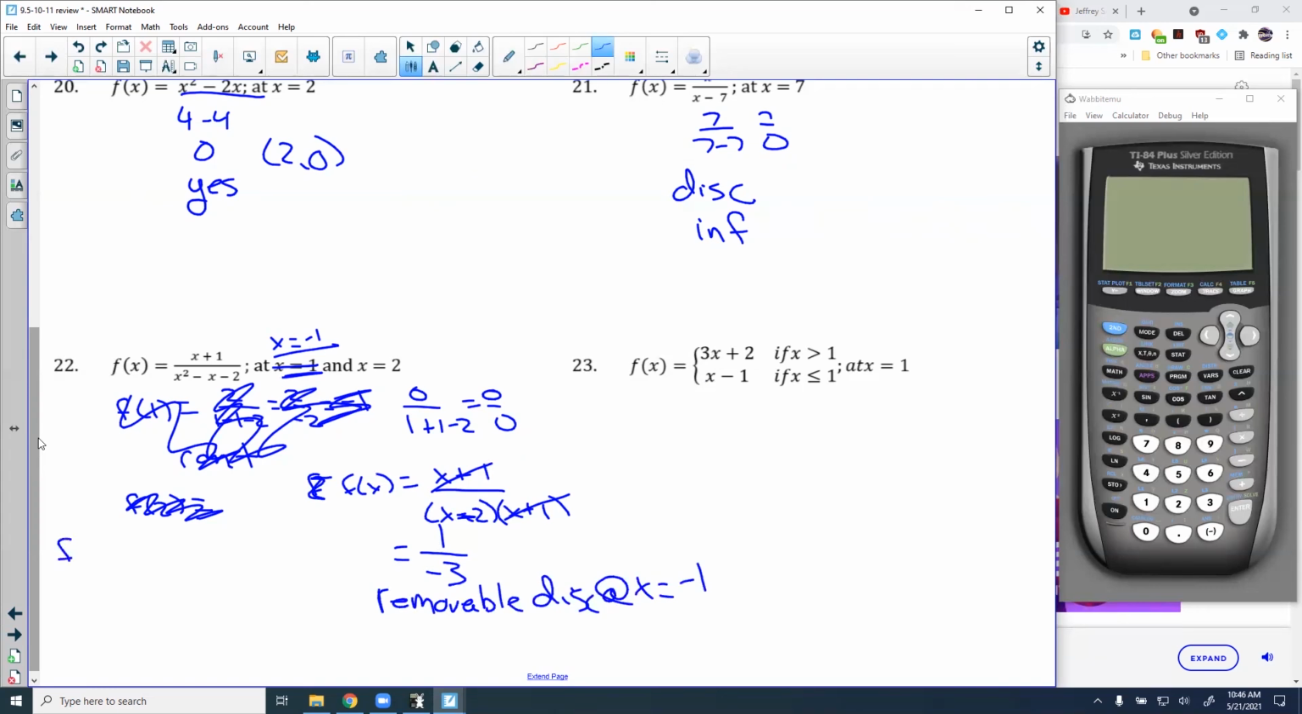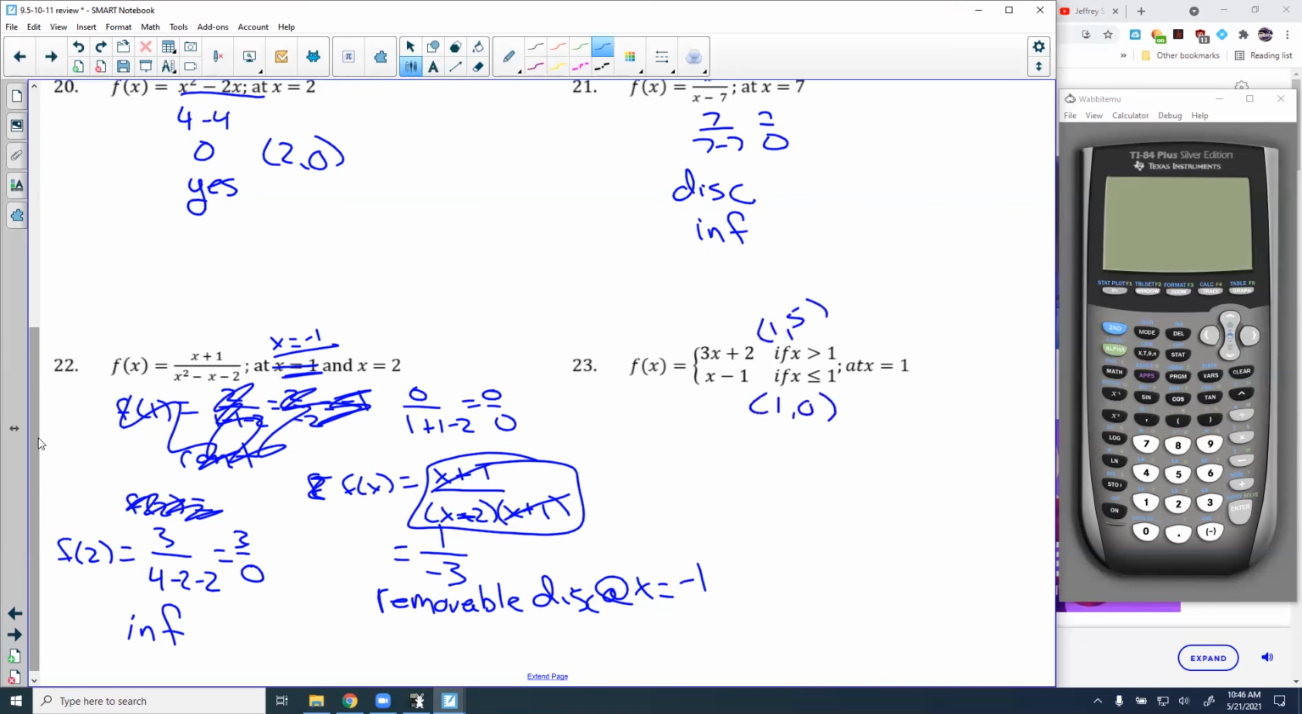Now with 2, f of 2 is just 3 over 4 minus 2 minus 2. That is actually 3 over 0. This is an infinite discontinuity because you can't get rid of that problem. That problem did not cancel out. Here we get the point 1, 5, and here we get 1, 0. So we have a jump discontinuity for this one.